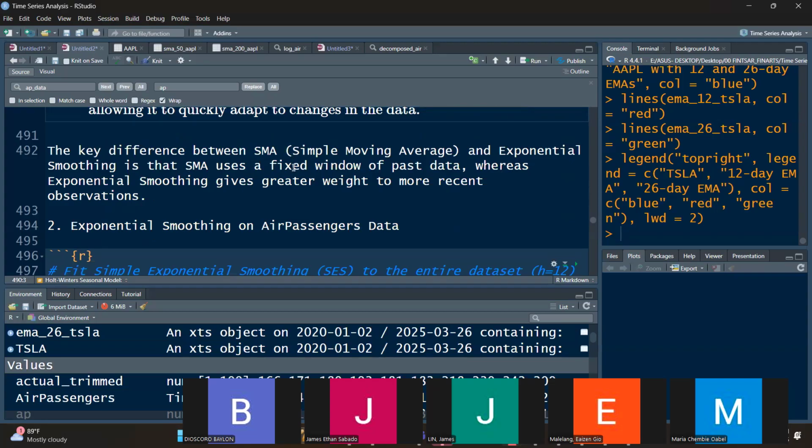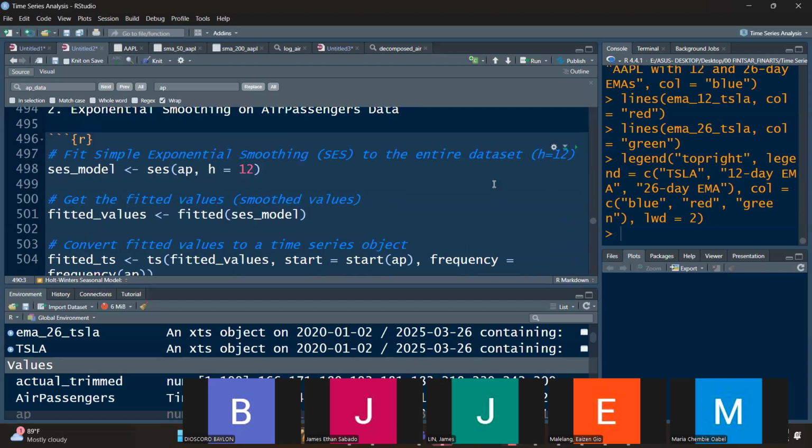So what's the key difference between simple moving average and ES methods? SMA uses a fixed window of past data. Exponential smoothing gives greater weight to more recent observations, and in this regard it's quite similar to your exponential moving average. All right, so let's run this.